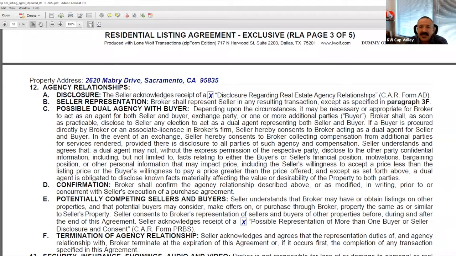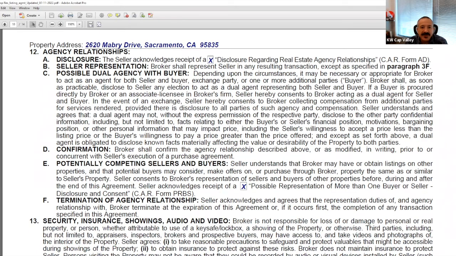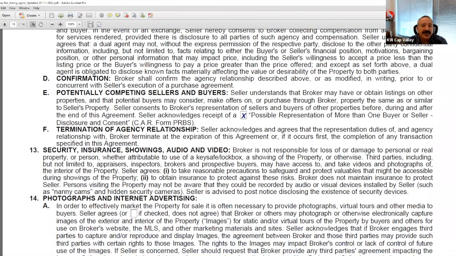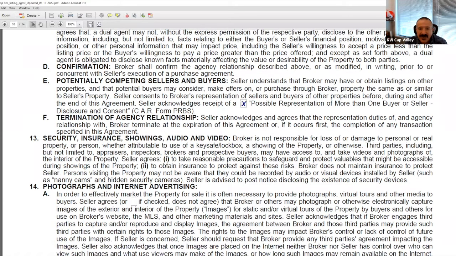Let's see. One more time, the seller acknowledges receipt of the agency disclosure form. It talks about possible dual agency depending on who finds the buyer. Coming down to D, potentially competing sellers and buyers. Seller understands that buyer may have or obtain listings on other properties, and that buyers may consider and make offers on those other properties instead of this property. And that's also covered, remember, in the possible representation of more than one buyer or seller disclosure and consent form.